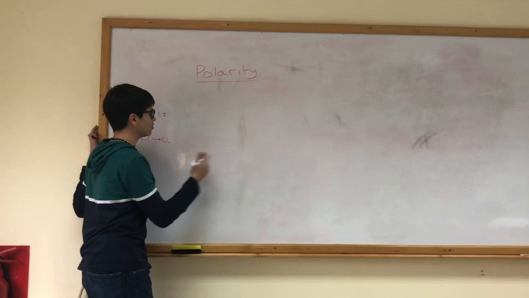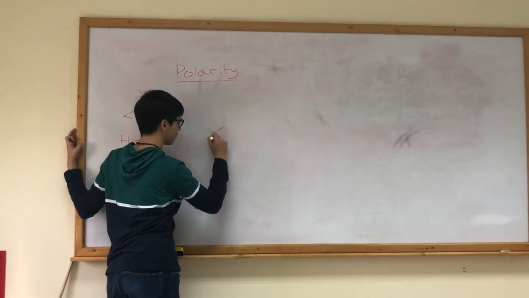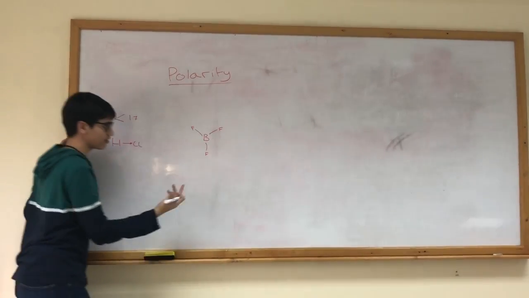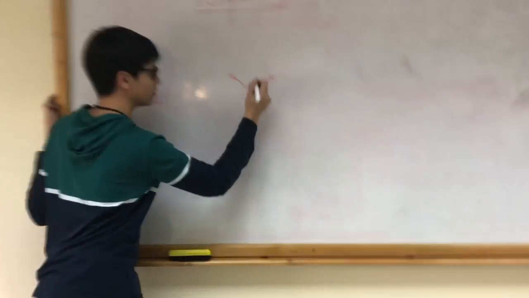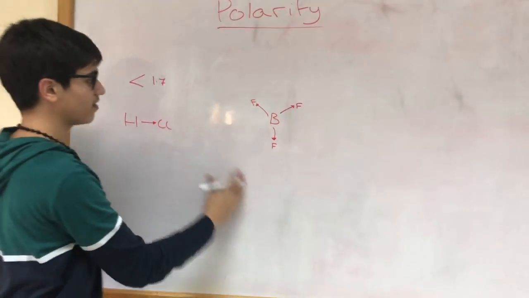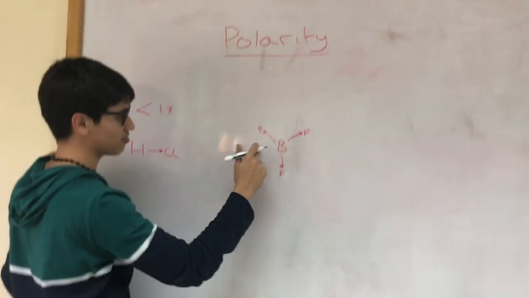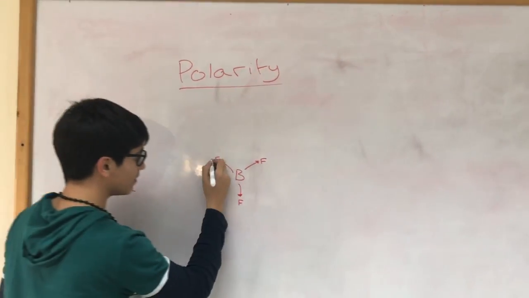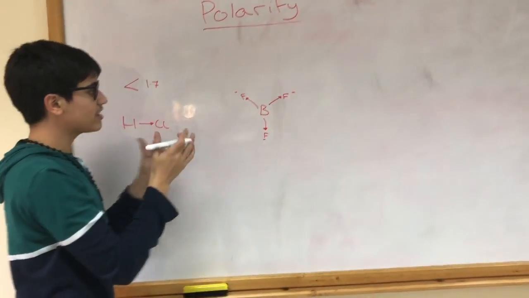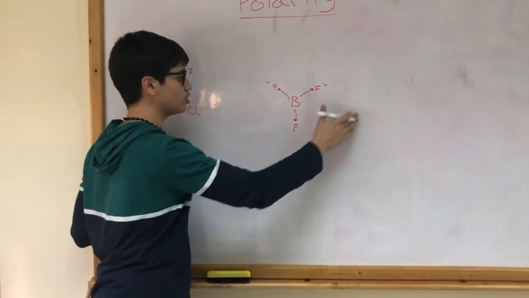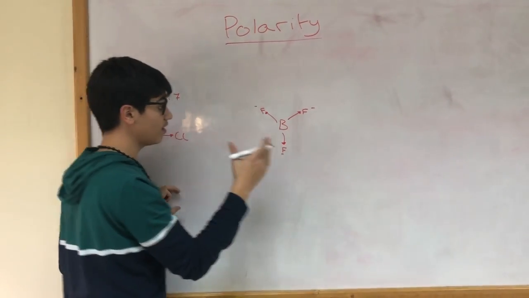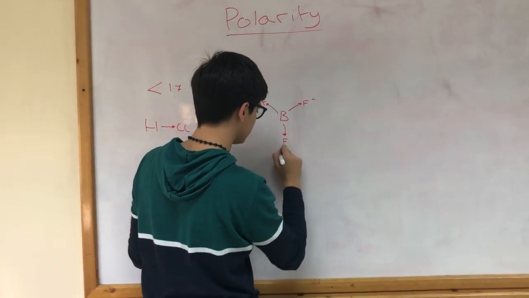However, you could argue, then why is BF3 not polar, as the fluorine is a lot more electronegative than our boron atom? This is due to the overall shape of the molecule. Since it is trigonal planar due to the 3 regions of negativity, there's a negative dipole here, here, and here, and since they're all equally negative, there is no overall charge on BF3. Therefore, due to the symmetry of the molecule, this makes it not polar.